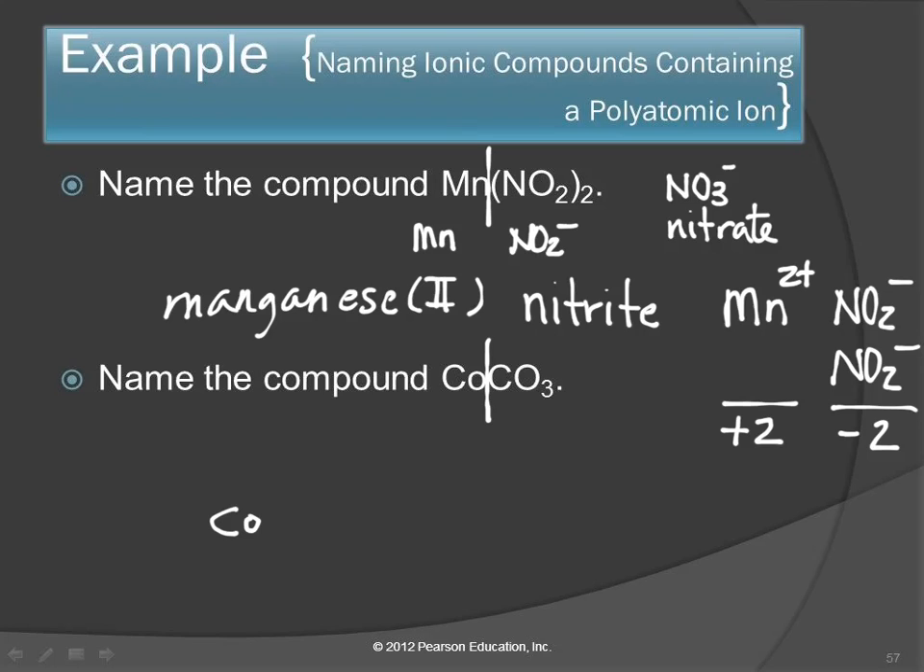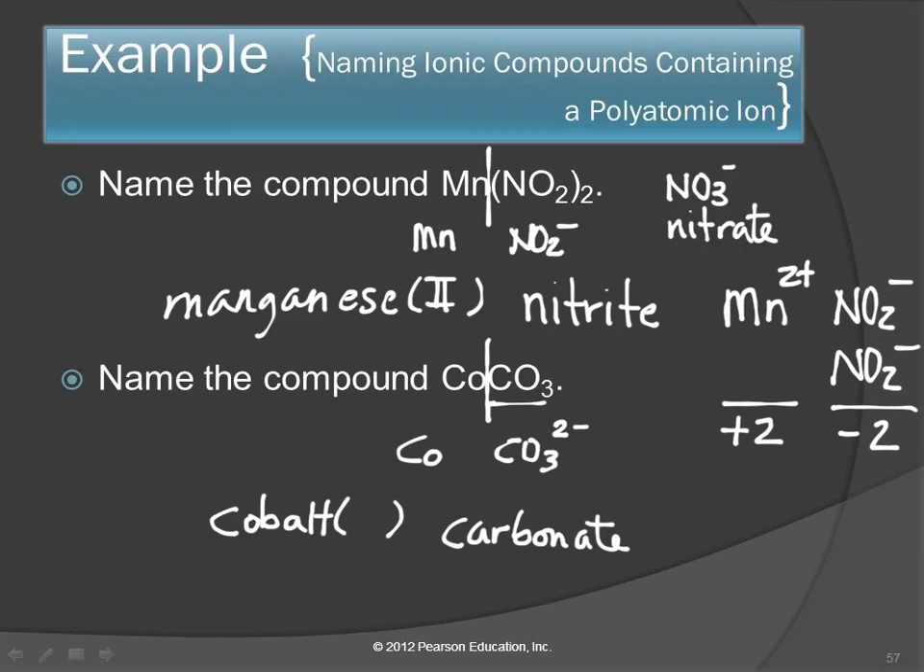So cobalt, and I'm going to leave a space for the Roman numeral. And then what's left has 1 name. It's not carbon oxide. We memorized it. Carbonate. So CO3 is carbonate. What is the charge on carbonate? Two minus. So in this formula, I've got 1 cobalt and 1 carbonate. So the cobalt must be +2.